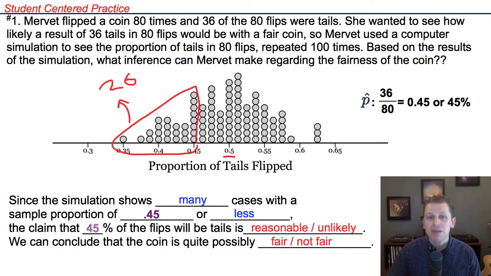So our claim that 45% of the flips will be tails is very reasonable. It happens a lot. So we can conclude that this coin is quite possibly a fair coin. Even though we didn't get 50% tails, we only got 45%, this is something that could happen quite reasonably, so this coin is most likely fair.